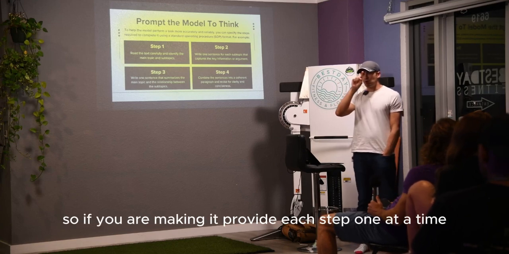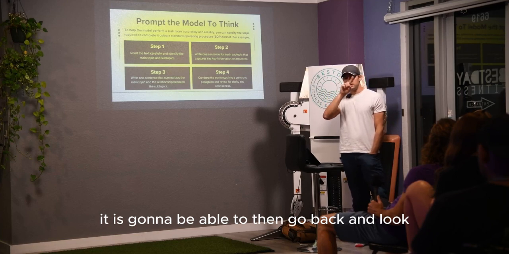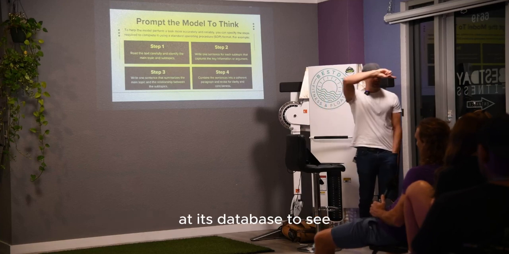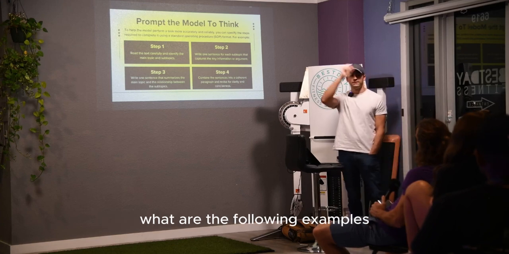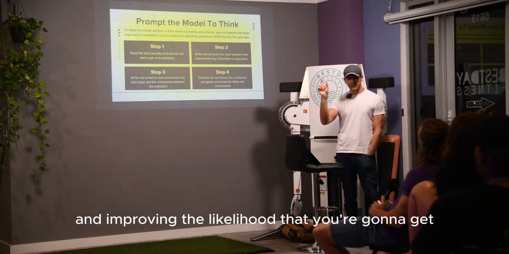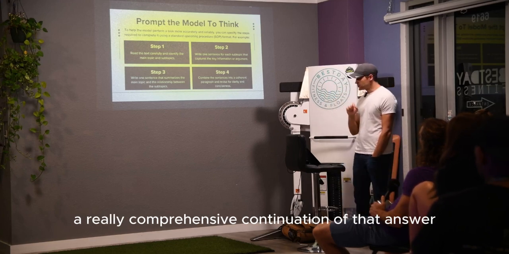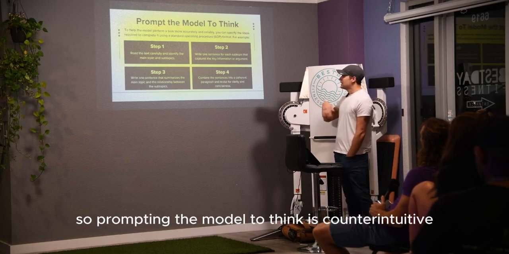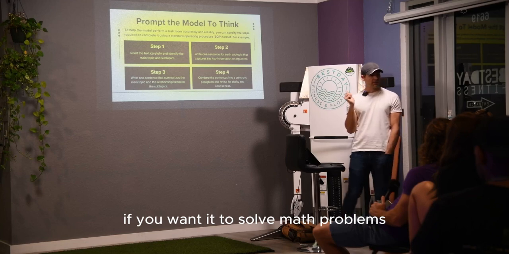So if you're making it provide each step one at a time, it is going to be able to then go back and look at its database to see what are the other examples of the next step. What are the following examples? So you're forcing it to slow down and improving the likelihood that you're going to get a really comprehensive continuation of that answer. So prompting the model to think is counterintuitive, but it's very helpful, particularly if you want it to solve math problems.